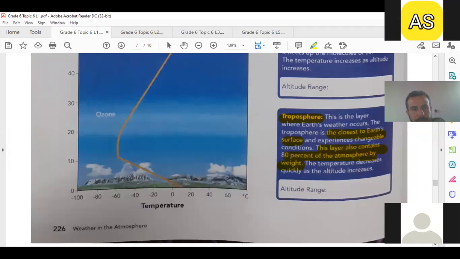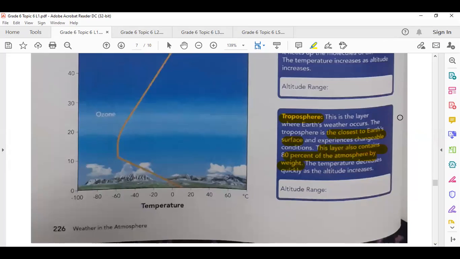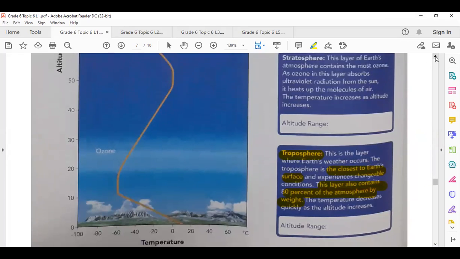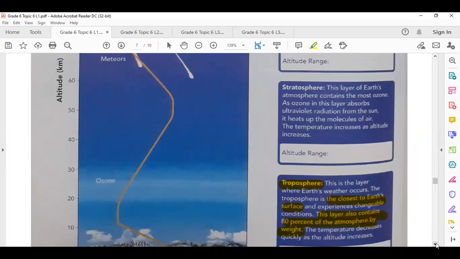Teacher, we have to know the numbers. No. You mean the elevation of each layer? No. Yes. So the first layer is the troposphere. It is the closest to Earth's surface.